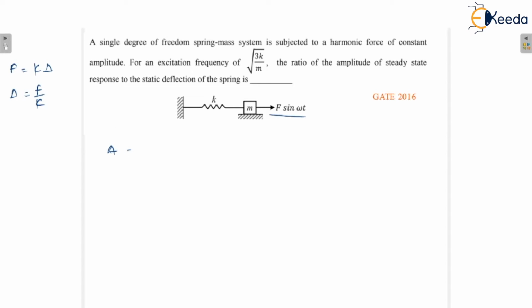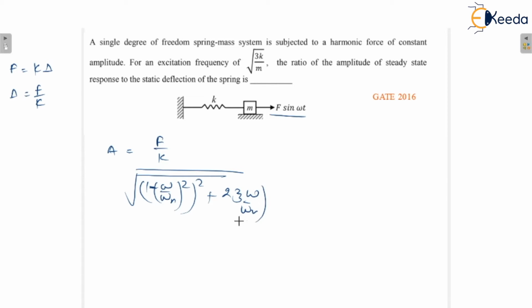We know that the amplitude formula is F naught, or you can say F, because here F is given in the equations. So F upon K upon under root of [1 minus (omega by omega n) whole square] whole square plus [2 zeta omega by omega n] whole square. This is the formula of amplitude.